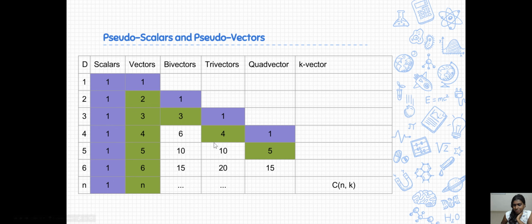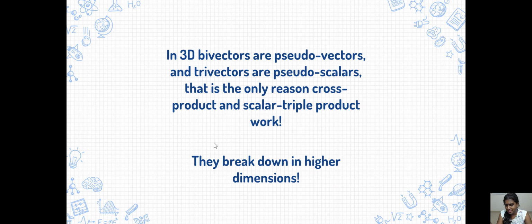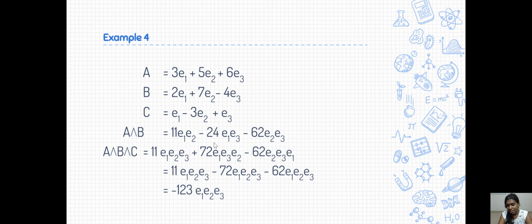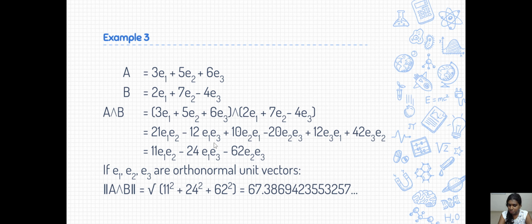But in general, the only reason the cross product and scalar triple products worked was because they were pseudo vectors and pseudo scalars, and that's also the reason why they simply break down in higher dimensions. But our bivectors and trivectors extend well beyond 3D. They work beautifully, and all the formulas of scalar triple products actually make sense. And you don't have to remember all these formulas to compute a scalar triple product. You don't need to remember the complicated formulas to do a cross product. It is just multiply.